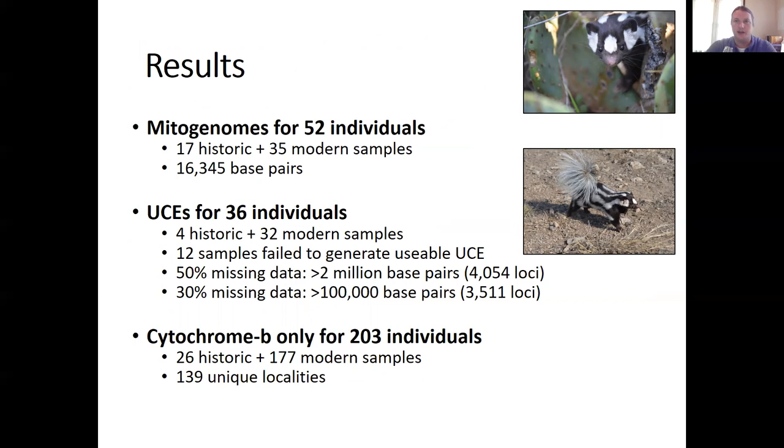And just to give you an idea of what those loci and UCEs represent in terms of overall base pairs, for the 50% missing data set, it represents approximately 2 million base pairs of 4,000 loci. And the 30% missing data, 100,000 base pairs of approximately 3,500 loci. So a large amount of molecular data to be able to try to answer these questions. And then we ended up with 203 individuals from 139 unique localities for the cytochrome B data.